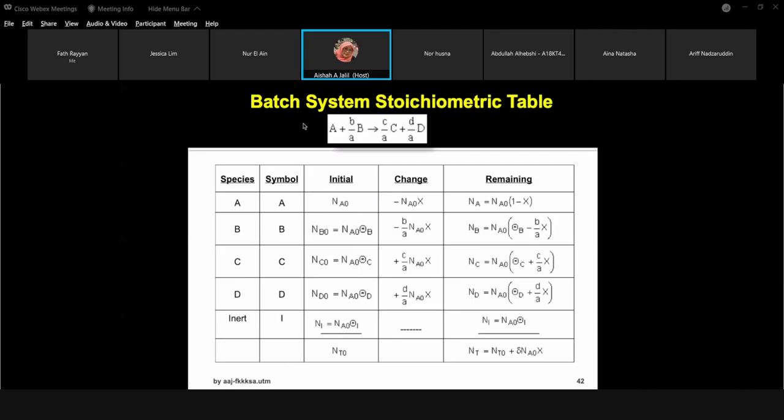What is the difference? I directly tell you. For the batch system, they use N. What is N? Number of moles. For the flow system, which you will study next, they do not use N, but they will use F for the flow rate. So you have to know whether the question given to you is for a batch system or a flow system.